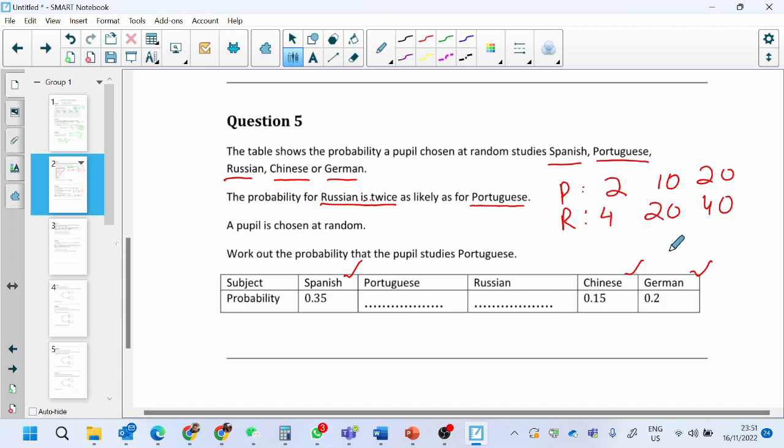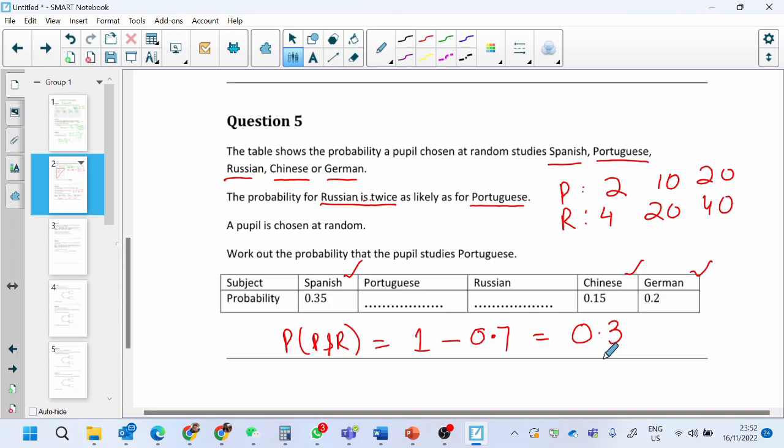And when we sum all the probabilities, the answer should be just 1. So the probability of Portuguese and Russian should be 1 minus the probability of Chinese, German, and Spanish. If we add 0.35, 0.15, and 0.2, it gives us 0.7. So that gives us 0.3.